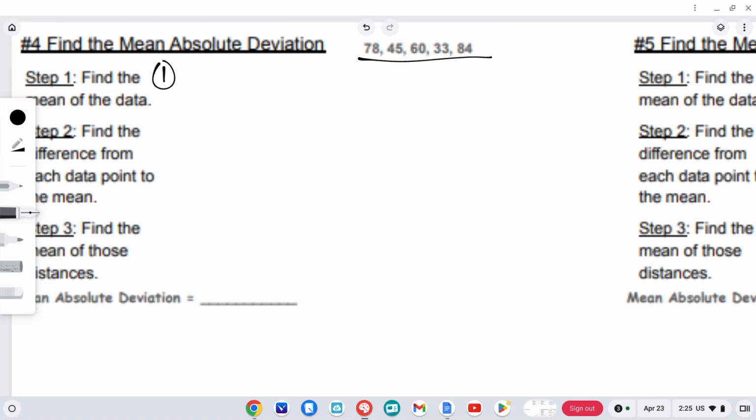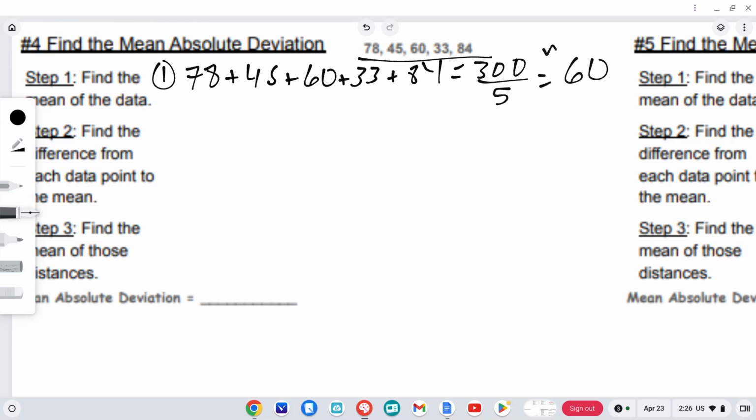Finding the mean first, just like we normally do. Take a second, pause, and find the mean, please. So to find the mean, we're going to start by adding them together. 78 plus 45 plus 60 plus 33 plus 84. Adding them all together, I got 300. And since there are 5 numbers, I'm going to divide by 5. Okay, so my mean is 60. My mean is 60. So that's what I'm working with.